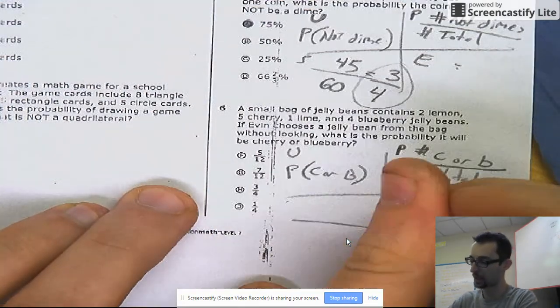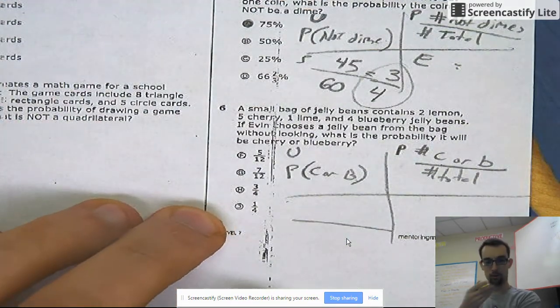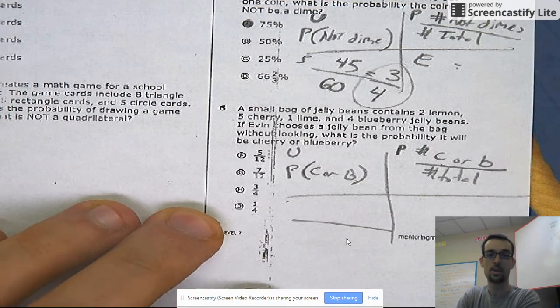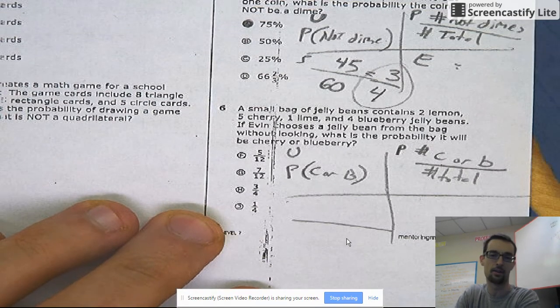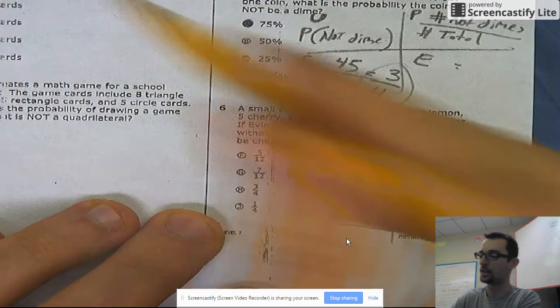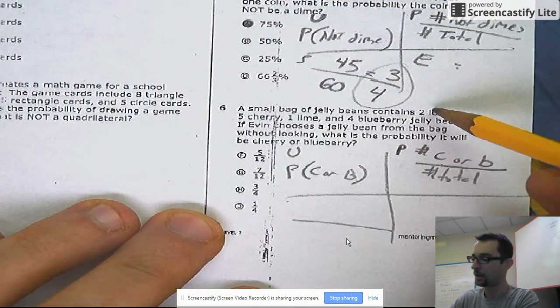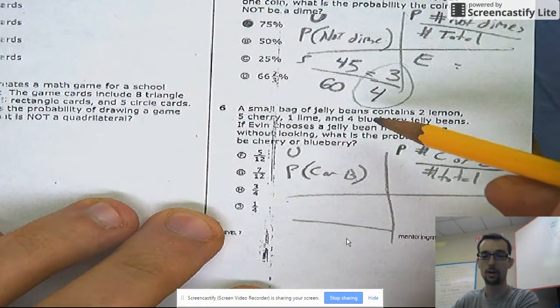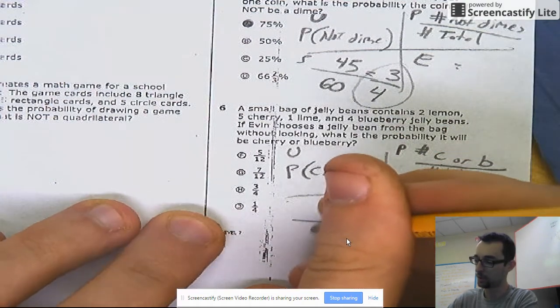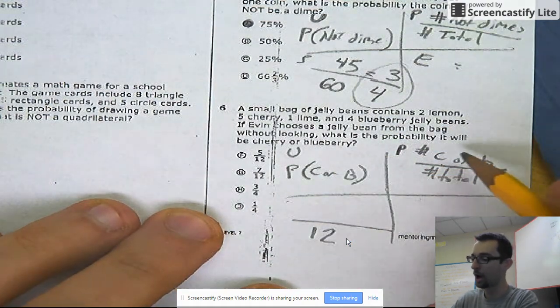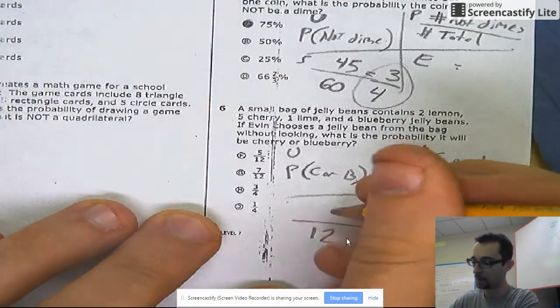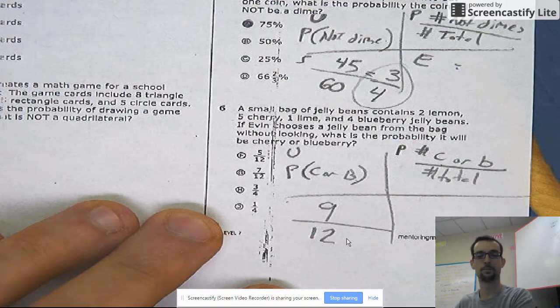All right, let's put those numbers in. Let's do the total first this time. How many total jelly beans do I have? Notice, in a lot of these questions, it'll tell you the total. If it tells you the total, don't even bother adding things together. Just take the total, put it on the bottom. In this case, it doesn't tell me the total, so I'll have to add 2 lemons plus 5 cherries is 7, plus a lime is 8, plus 4 blueberries is 12. So there's 12 total jelly beans. Out of those 12, I want to know how many are cherry or blueberry. There's 5 cherries and 4 blueberries, so 9 of them are either cherry or blueberry.